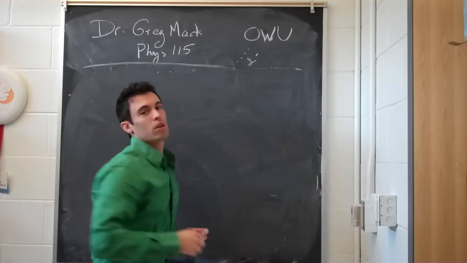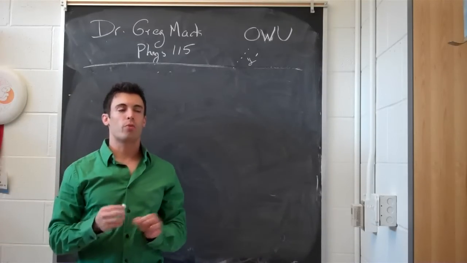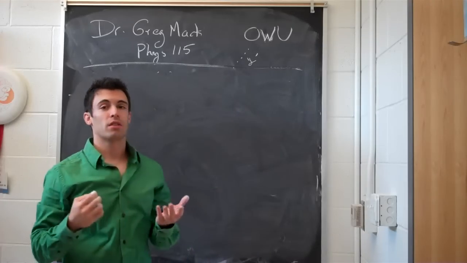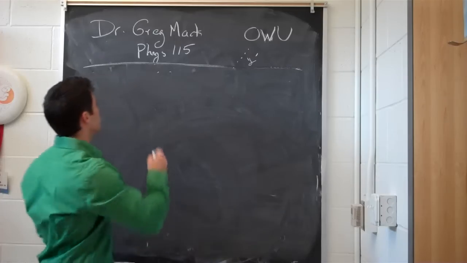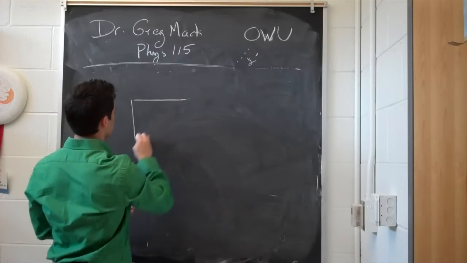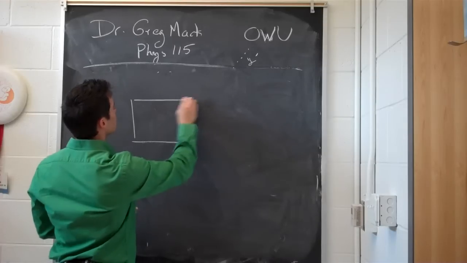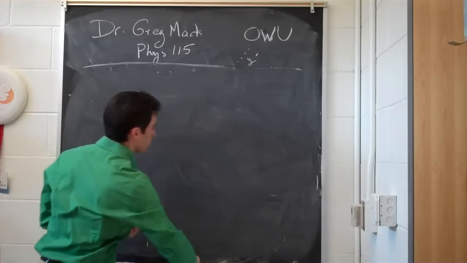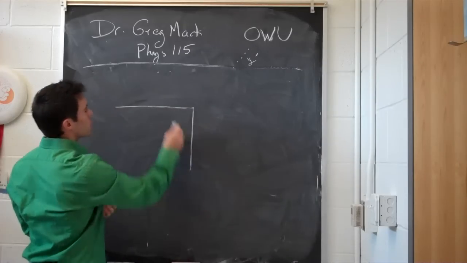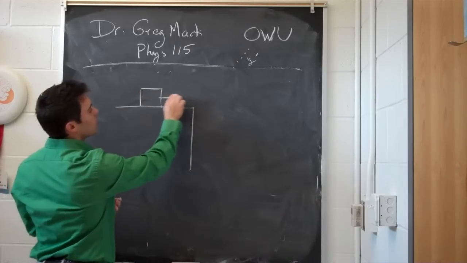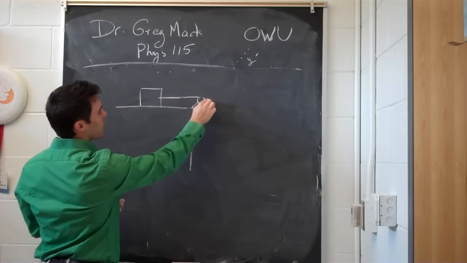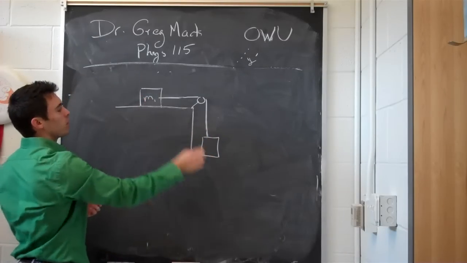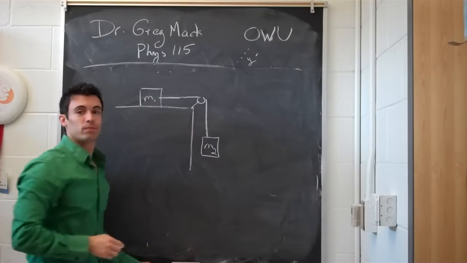The other construct that we also dealt with was weights and pulleys connected by ropes. So we talked about this example where you have a ledge, you have a mass here, you have a pulley here, and it's connected by a rope to this mass. We'll call this one M1 and this one M2.